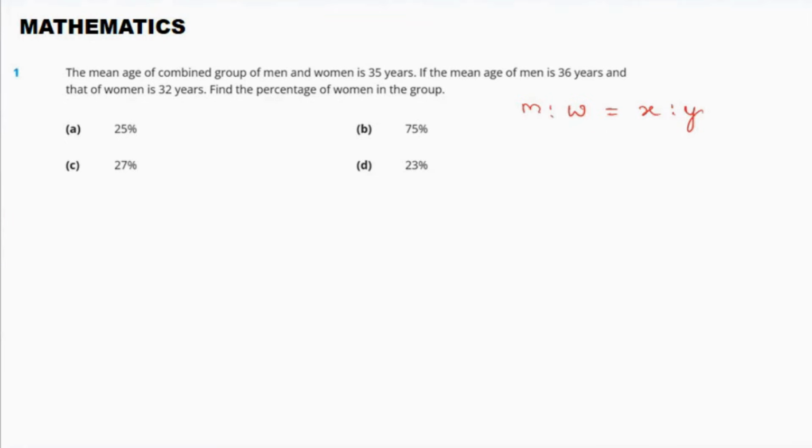So, going further, the question says the mean age of the combined group of men and women is 35 years. If we need to figure out the mean age of men and women, we will find the total age of men and women and divide it by the number of men and women, correct? And that is equal to 35 years, which is already given to us in the question.